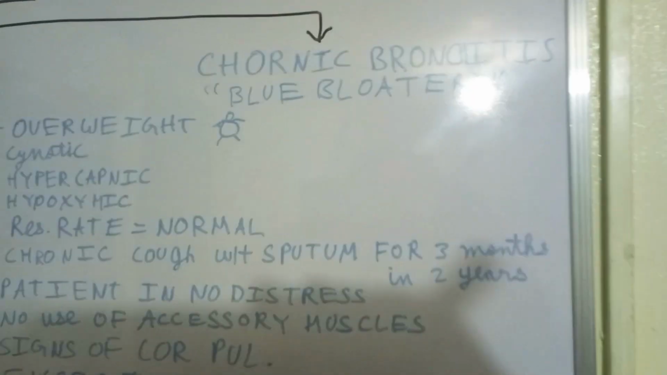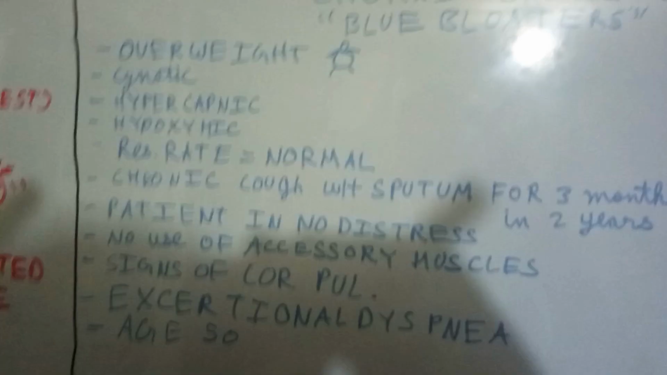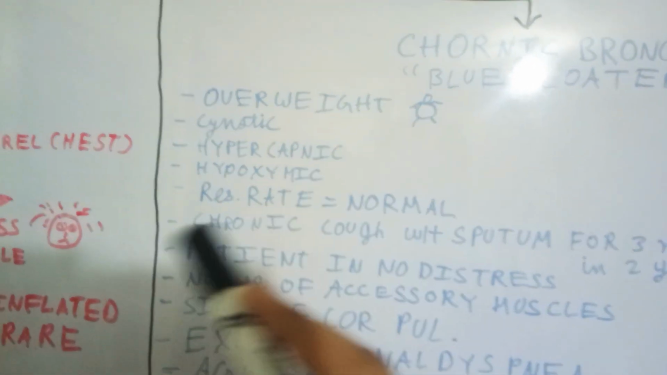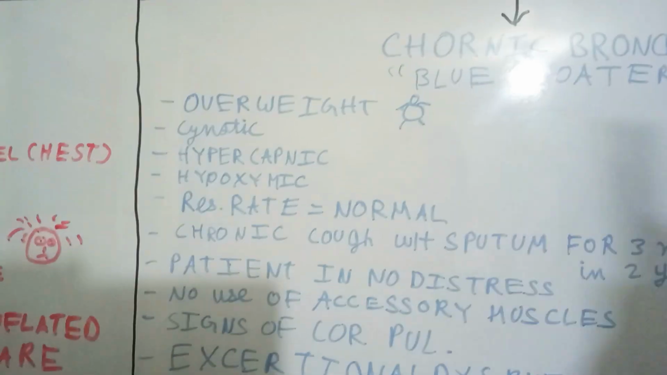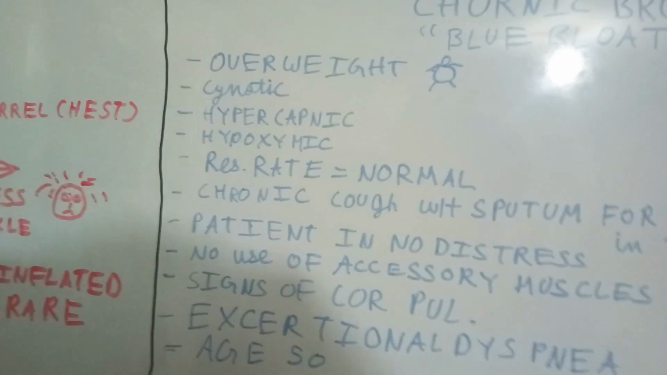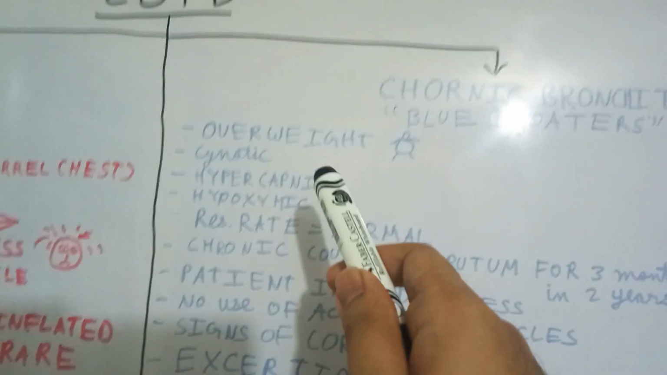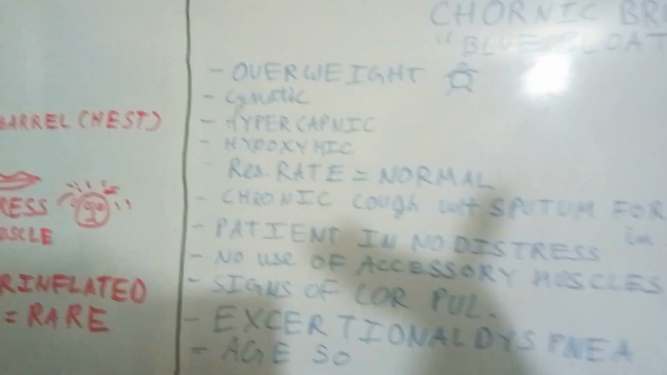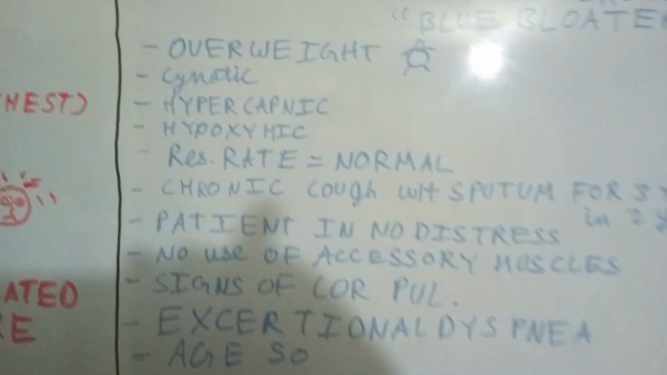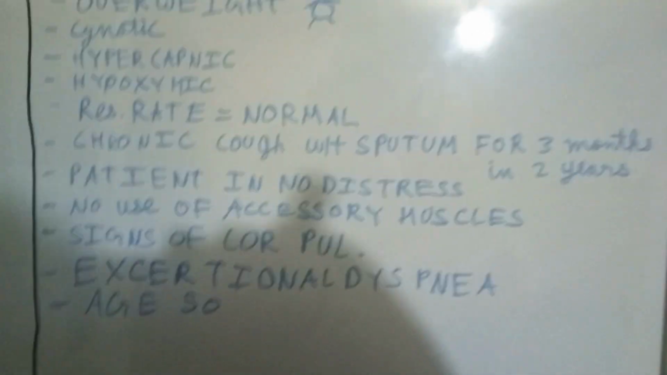Now chronic bronchitis. These patients are called blue bloaters. I will tell you why. These patients are overweight and cyanotic. That's why they are called blue bloaters. They are hypercapnic and hypoxemic. There is a retention of CO2 in their lungs and they can't get much oxygen. That's why they are hypoxemic. Their respiratory rate is usually normal.